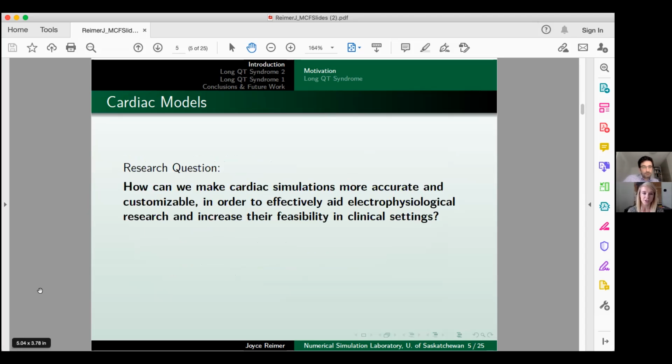With these challenges in mind, the research question that we ask is: how can we make cardiac simulations more accurate and customizable in order to effectively aid electrophysiological research and increase cardiac models' feasibility in clinical settings? This is shaping the research that I'm going to present to you. We're hoping with this work we can begin to form a path or a process for representing specific clinically relevant conditions.